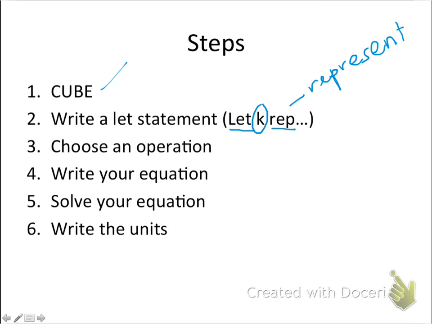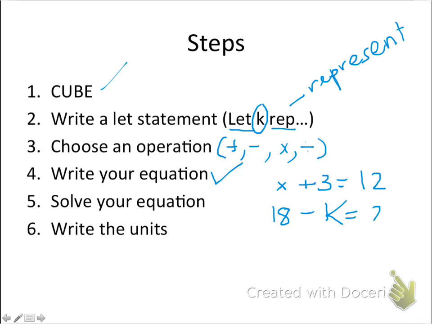Then you're going to choose an operation. By that I mean addition, subtraction, multiplication, or division. What operation will be in your equation? Then you're going to write an equation. Your equation is going to be of the form where you have a variable on one side of the equal sign. So for example, x plus 3 is equal to 12. Or 18 minus k equals 24.